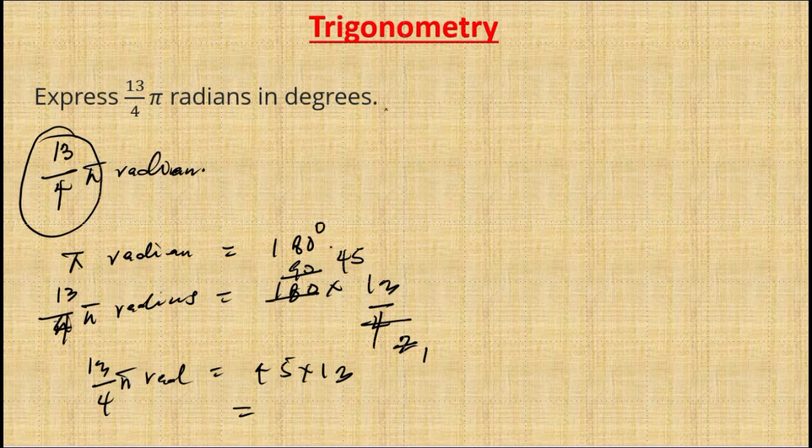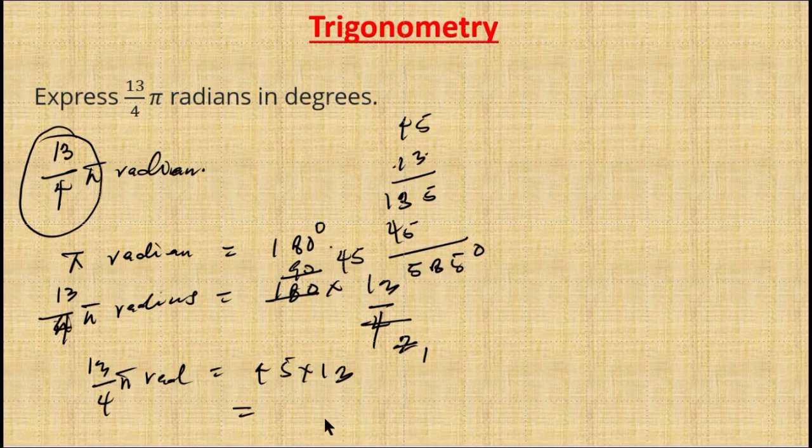Now let's multiply 45 by 13. That's the last part of the question. 5 times 3 is 15, that's 5 and carry 1, and here is 5 and 4. That's 585 in degrees. So 13 over 4 pi radians is the same thing as 585 degrees. As you can see, it's simple as I promised.